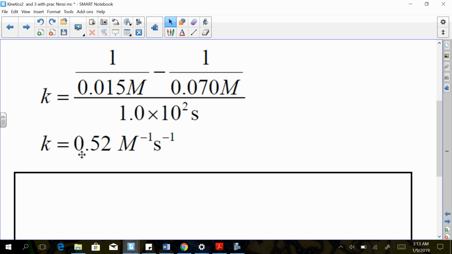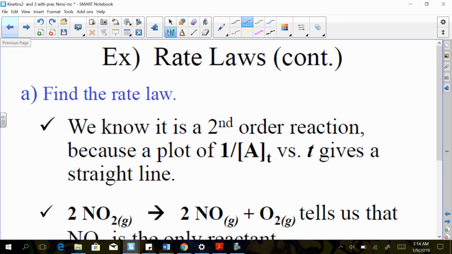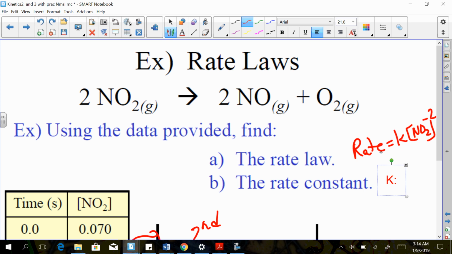What you don't easily get, though, is the units. So anytime you ever have to find this, the units are important. If you look here, you have molarity in the denominator. Here, seconds is in the denominator. So they are really molarity in the denominator, seconds in the denominator. I would always go back and double check. Go back to this equation.